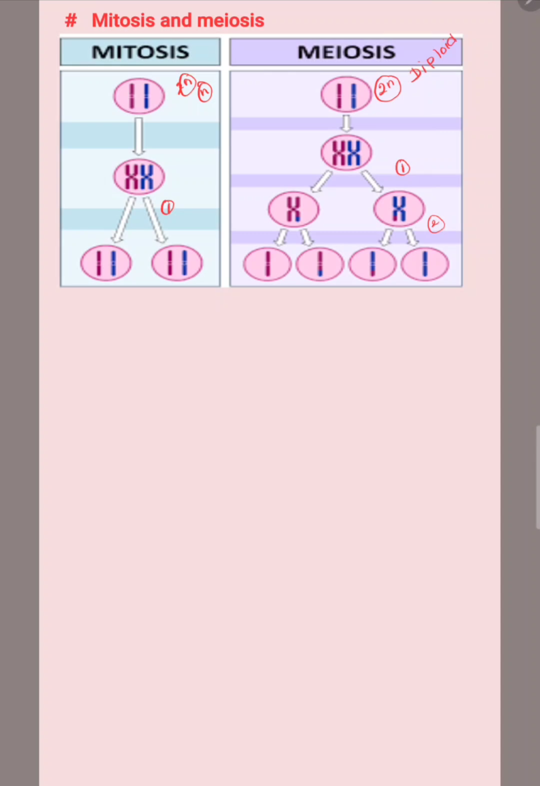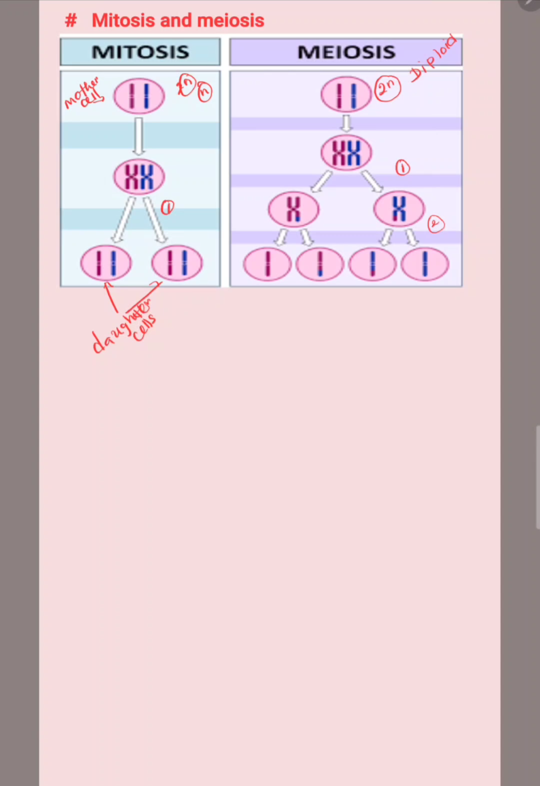And in mitosis there are no variations. You can see after getting these daughter cells, the daughter cells are equal to the mother cell. මේකට කියන්නේ mother cell එක. These are daughter cells. They are almost equal to the mother cell. So there are no variations in mitosis. But in meiosis, there can be variations. Variations වෙනවා.